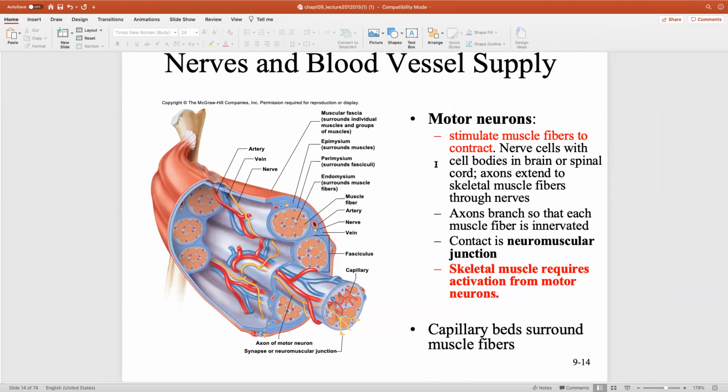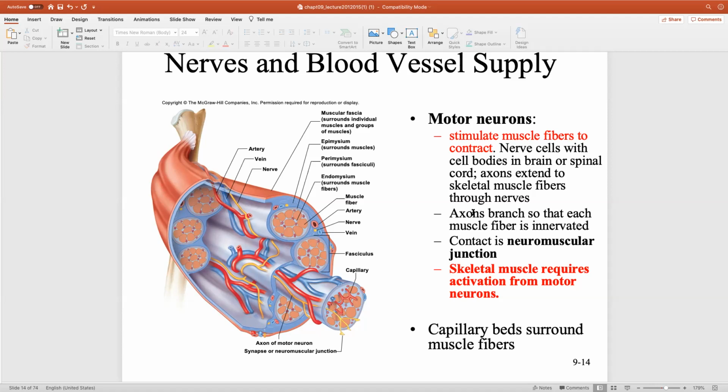In terms of skeletal muscle, the only way to activate a skeletal muscle is with a motor neuron, a neuron that is specific to cause muscle contraction. Once a motor neuron fires and gets stimulated, it stimulates the muscle fibers to contract. Nerve cells have cell bodies in the brain or the spinal cord, and axons that leave the spinal cord and go to the target muscle. As they leave the spinal cord, they get bunched and grouped together with other axons to form part of the nerve, right?